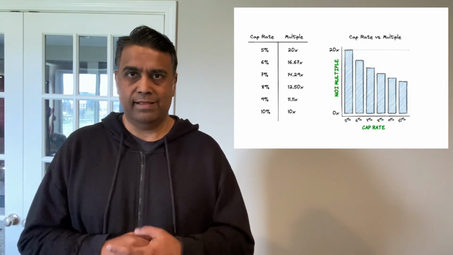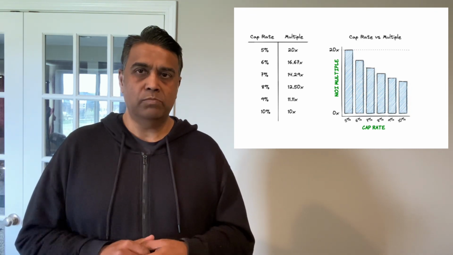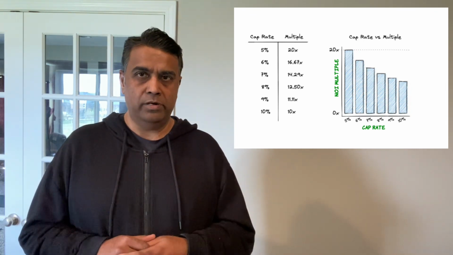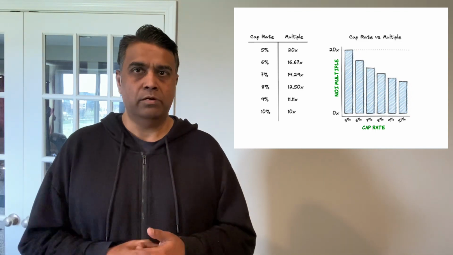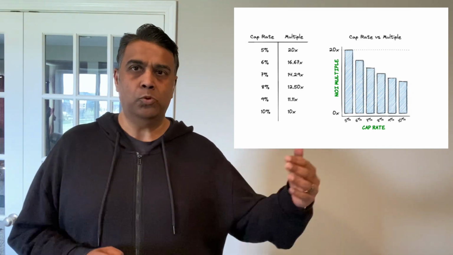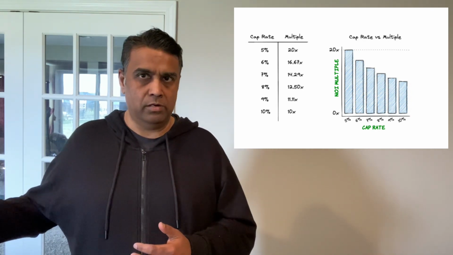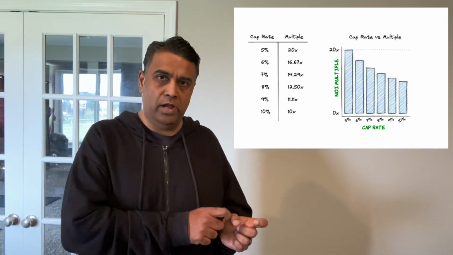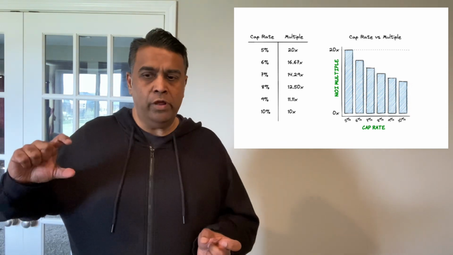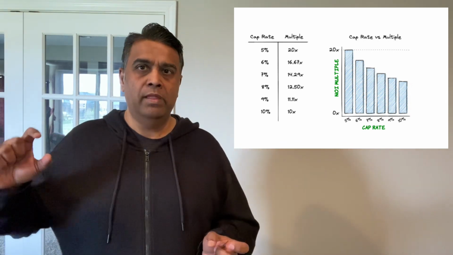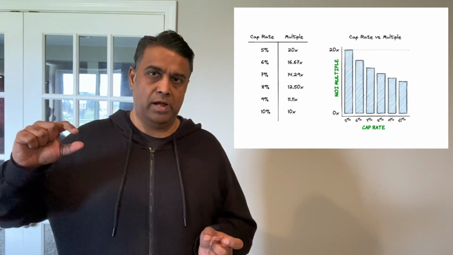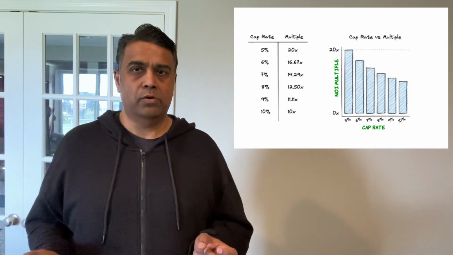So let's take an example. Let's assume you buy something at a 10% cap rate, which is a 10x NOI multiplier, and you're able to bring it down to an 8% cap rate, which is a 12.5x multiplier. So for the same NOI, if you are able to reduce the risk and lower your cap rate in that manner, your NOI multiplier goes up.